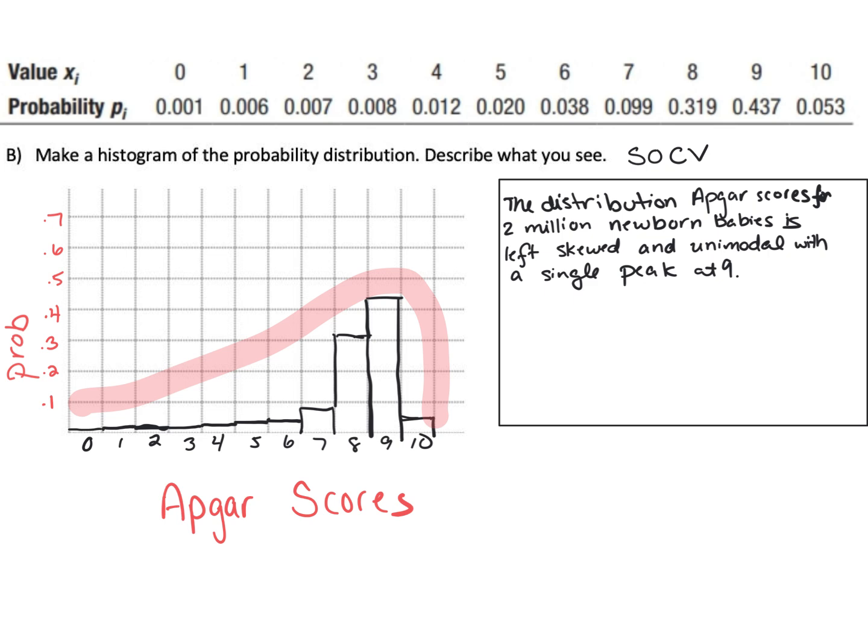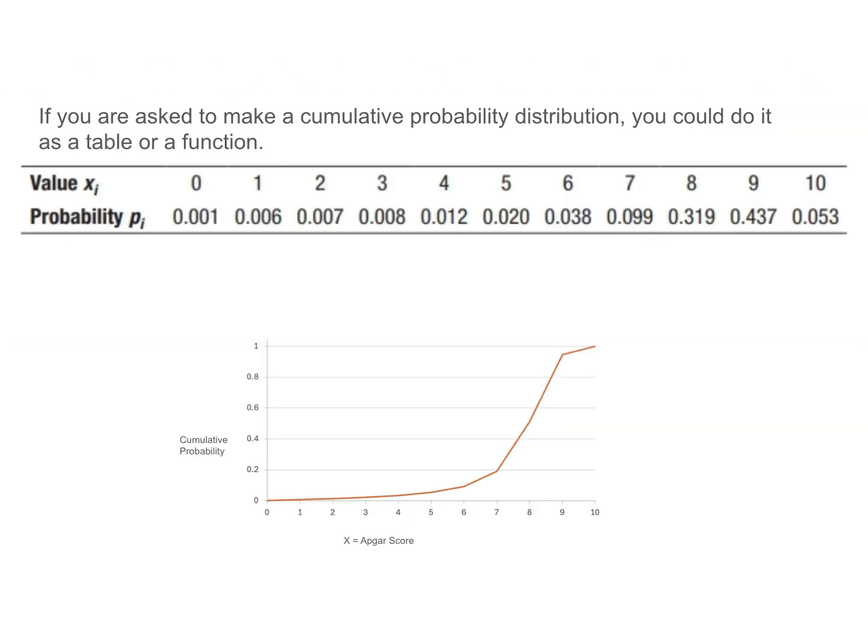And before I talk about the center, because I know the median is best to use, I'm going to take a sidebar and remind you of what a cumulative probability table is. If you're asked to make a cumulative probability distribution, all you're doing is, in a sense, adding another row to your table. For the first value, probability of getting a kid with an APGAR score of 0, the cumulative is 0.001. You're just adding your previous frequencies together. Now, cumulative right here would be add the 0.006 plus the 0.001, so it would be 0.007.